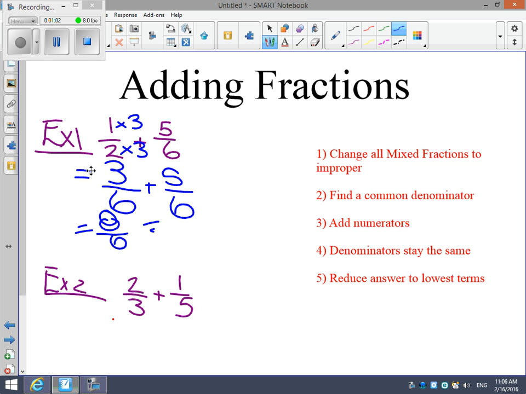So we have to change it back into a mixed number. And the mixed number is 1 2/6. Now we have to simplify. How do we do that? Well, you take the top number and the bottom number, you find the greatest common factor, and you divide them both by that number. So in this case it'd be 2, and the answer would be 1 1/3.